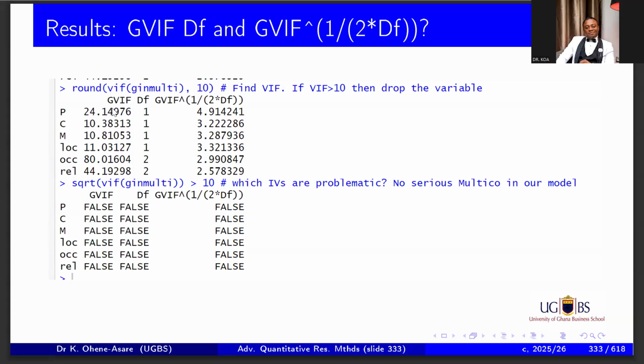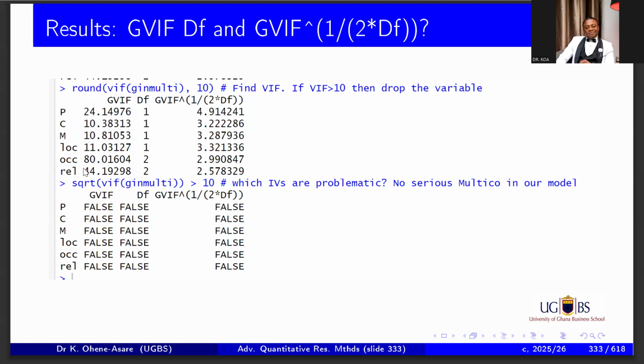Now, there are a few things you want to take note. First of all, you will see that the price will get its VIF, or its GVIF. It's a similar thing. In the case of price, the GVIF, you see that it is 24.15. Complement is 10.38. Income is 10.81. We don't look at the location, occupation, and the religion.